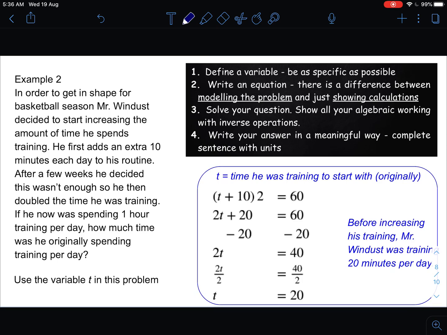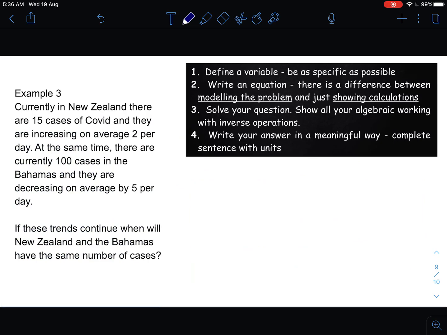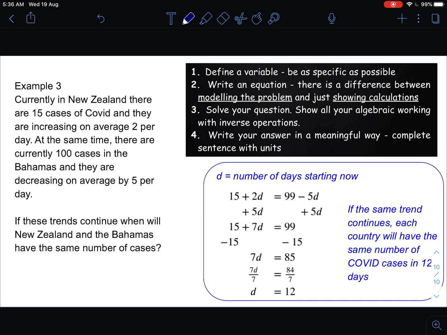Before increasing his training, Mr. Windust was training 20 minutes per day. Lastly, I'd like you to do this whole problem using the 4 steps entirely on your own. Okay? If you did that correctly, you should have something that looks very closely like the answer in blue.